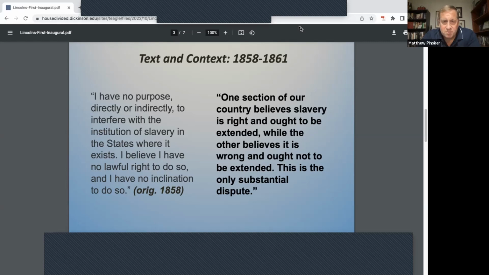But also it's important to point to the other quote that I have bolded here. This is later in the same speech in March of 1861. This is from the inaugural address, where Lincoln says explicitly, one section of our country believes slavery is right and ought to be extended, while the other believes it is wrong and ought not to be extended. That is the only substantial dispute. Now, this does change the potential meaning of Lincoln's first statement.